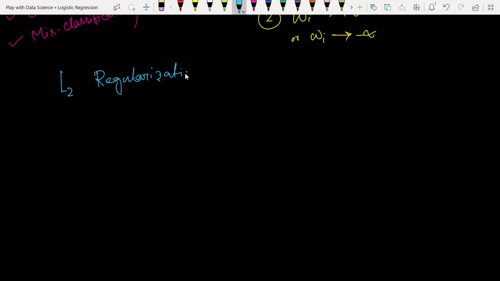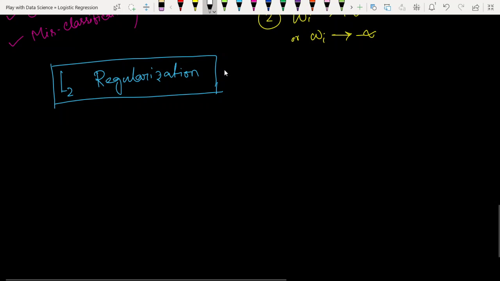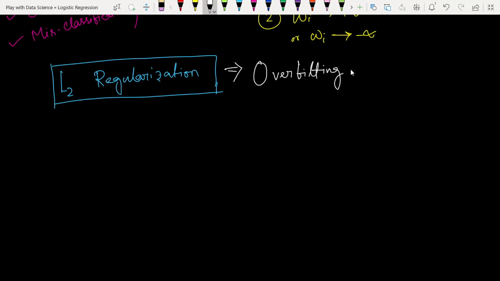Regularization. Okay, so what do we use regularization for? To tackle overfitting versus underfitting.